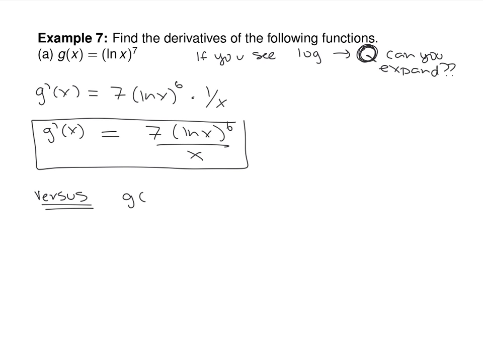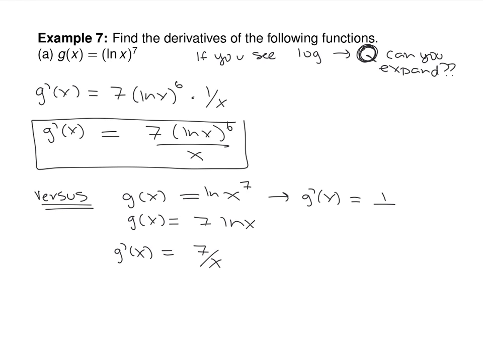Versus this function. With that function, what would be the smart way to take its derivative? Bring the 7 down, and that's still the original function. And then the derivative is just 7 over x, right? If you didn't see that, you'd have g prime of x is 1 over x to the 7th times 7x to the 6th, which is the same thing as that, right?